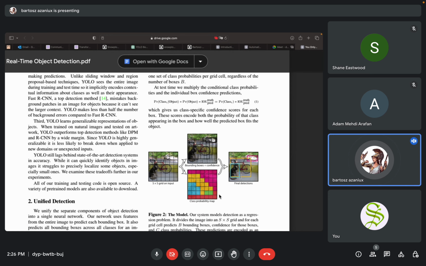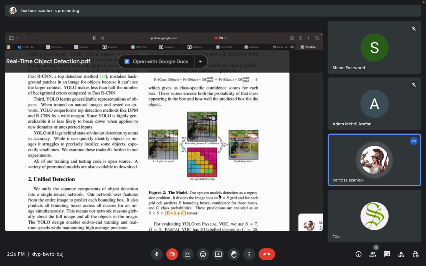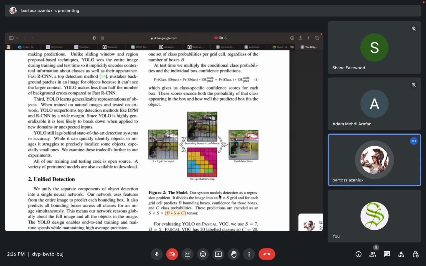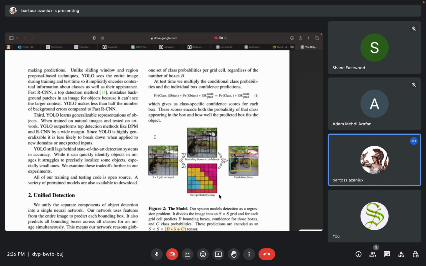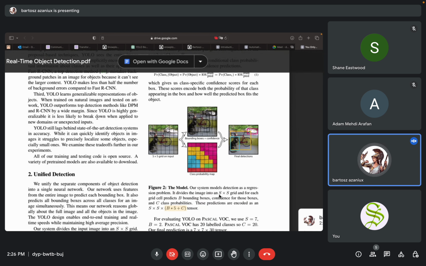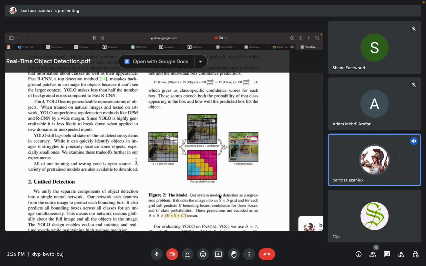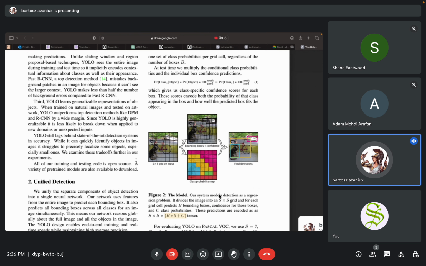Now, this is something that I kind of struggle with understanding. What do they mean by separating bounding boxes and confidence predictions with class probabilities, and where does the S by S grid come in? So essentially, and they don't make a good explanation here, but there's a difference between how they train it and how they predict based on the model, right?